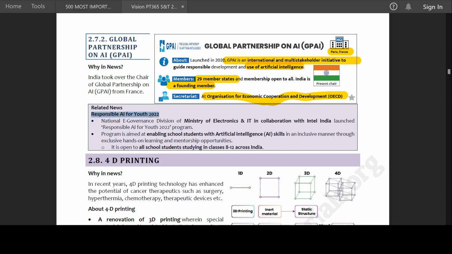Responsible AI for Youth 2022. The National e-Governance Division of the Ministry of Electronics and IT, in collaboration with Intel India, launched the Responsible AI for Youth 2022 program. The program is aimed at enabling school students with artificial intelligence skills in an inclusive manner through exclusive hands-on learning and mentorship opportunities.